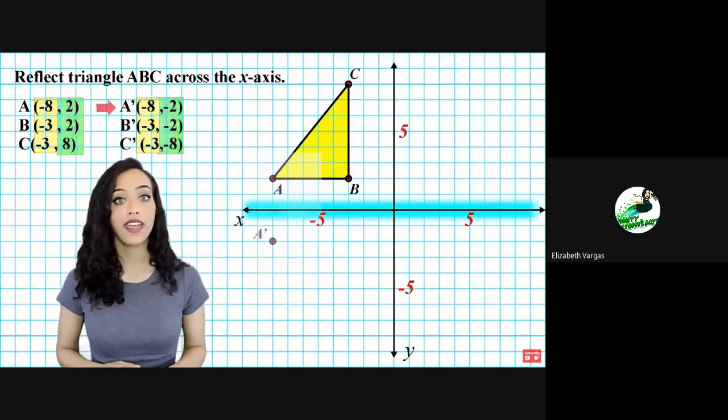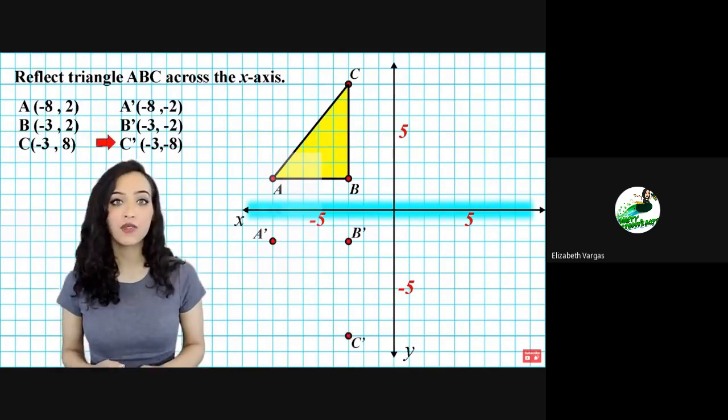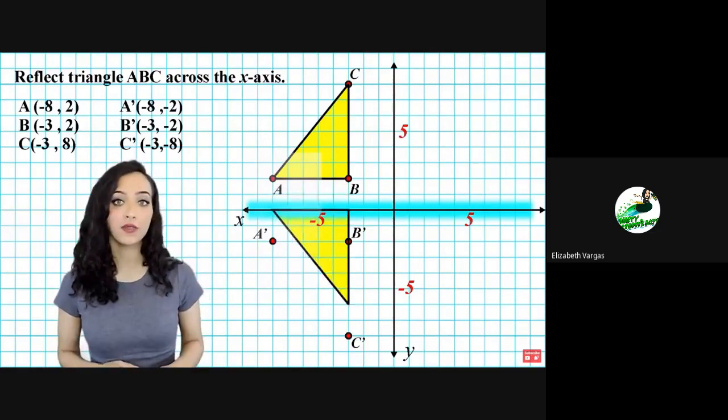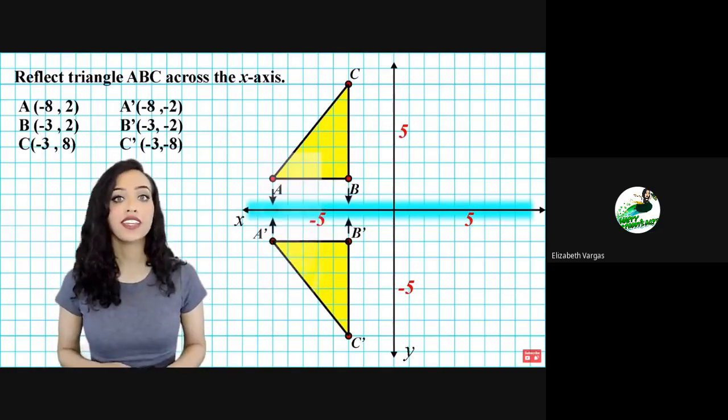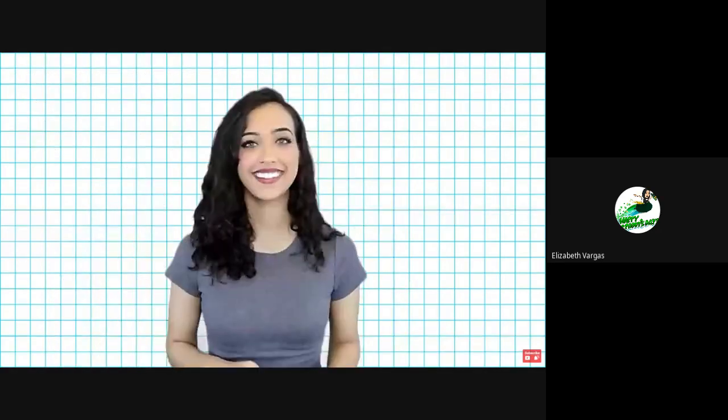Point A is located at -8, -2. Point B is located at -3, -2. And point C is located at -3, -8. Now that we have plotted our points, we can now see where our object will be reflected to. Notice how our x values stayed exactly the same and our y values are opposite values.